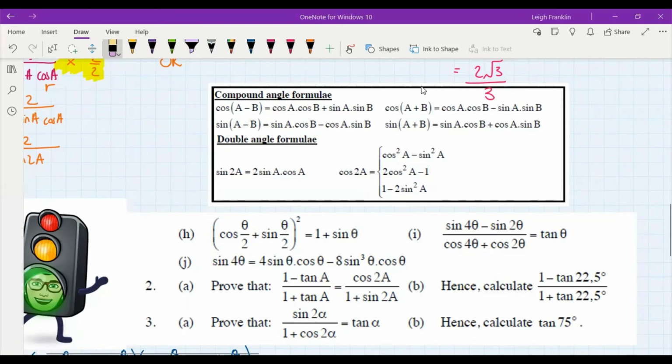Cool, well done. Nice. Yes, you can use a double angle after using a double angle. Definitely, definitely.